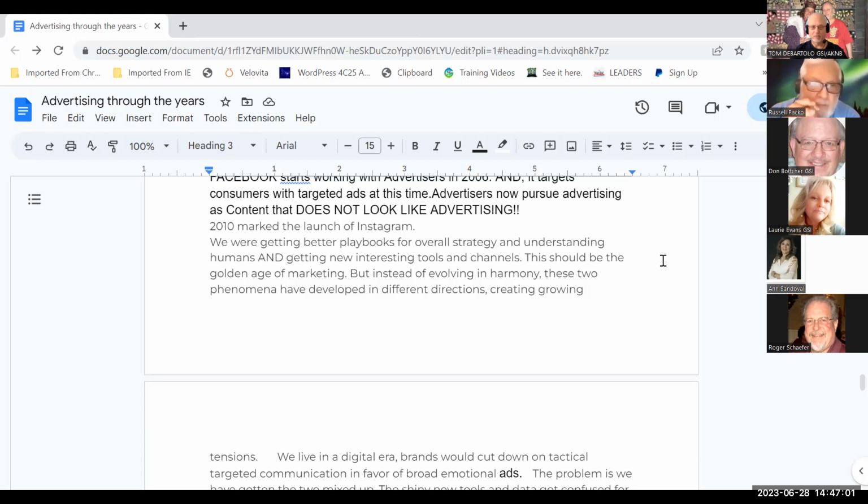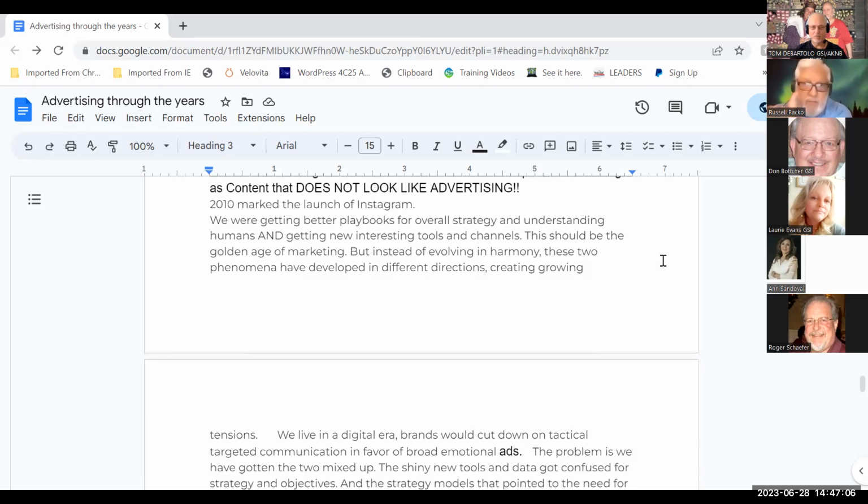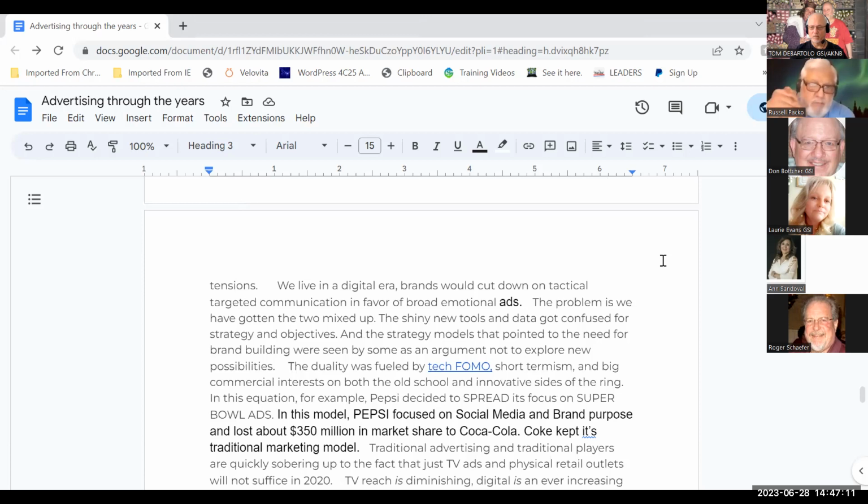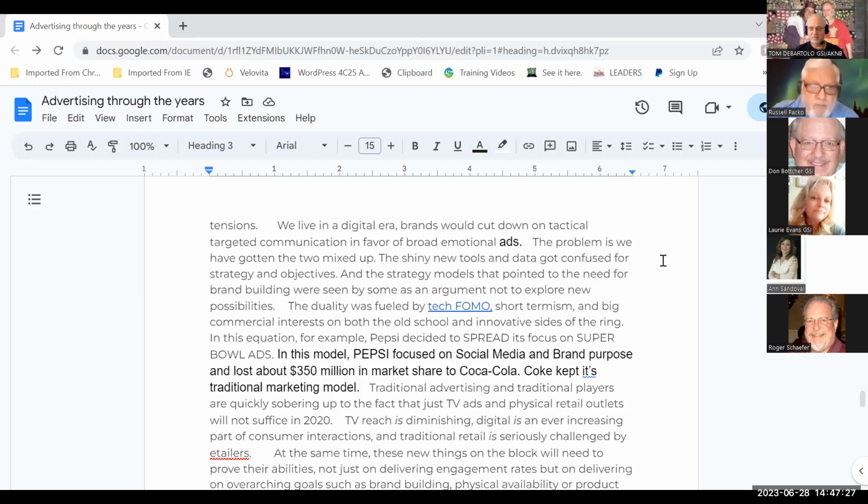This should be the golden age of marketing, but it instead evolves into harmony with those two phenomena, and it's gone in two different directions, creating growing tensions. Okay. We now live in a digital era. Brands would cut down to tactical targeting communications in favor of broad emotional ads. Lots of things that you can see out there versus small things you can see out there. The problem is we have gotten the two mixed up. The shiny new tools and data get confused for strategy and objectives.